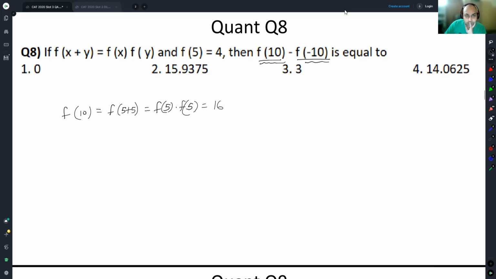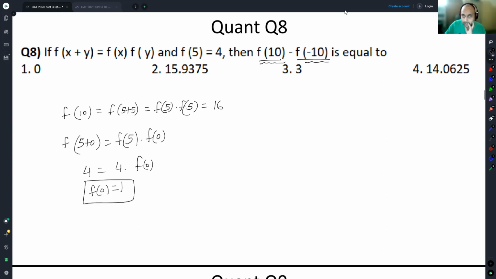How can I do it? Can I get f of 0? Yes, I can get f of 0. f of 5 plus 0 is equal to f5 into f0. So 4 is equal to 4 into f0, or f0 is equal to 1. Great. Because I know this, now I can do this.